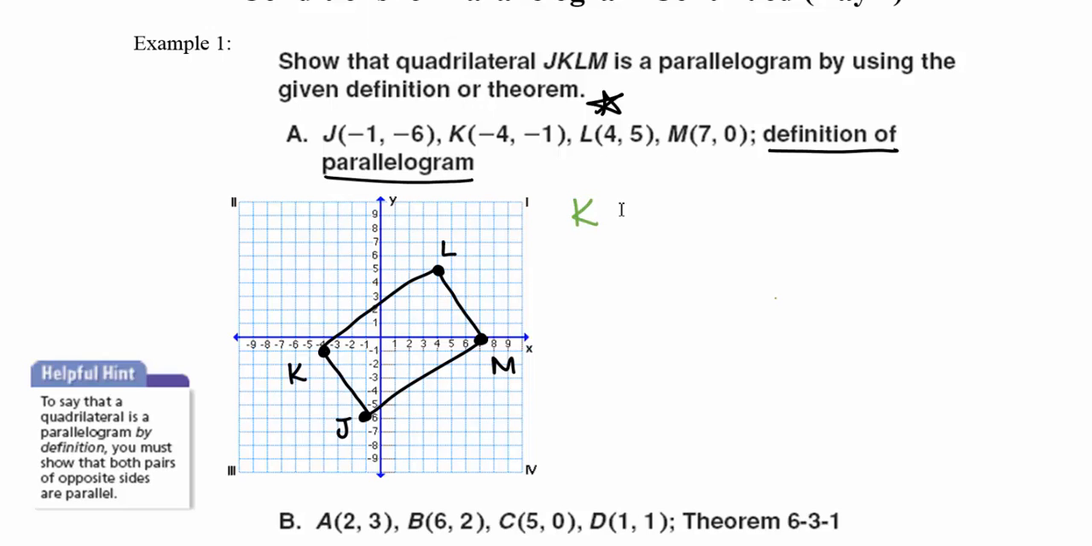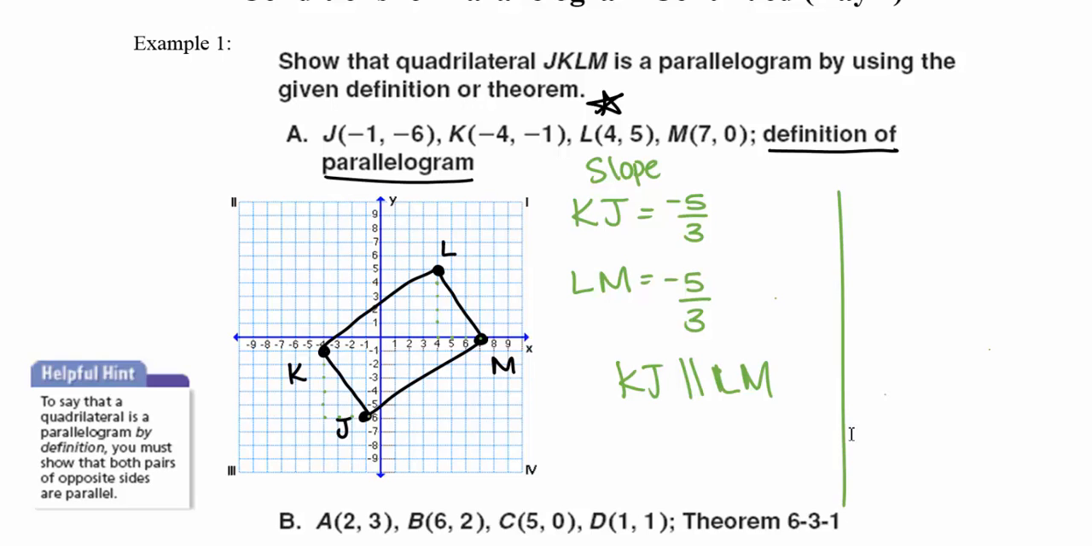So our first set of sides, JK, its slope is down 1, 2, 3, 4, 5 over 1, 2, 3. And then that should be parallel with LM. So the slope here is 1, 2, 3, 4, 5 over 1, 2, 3. And because these slopes are the same, we know that JK is parallel to LM.